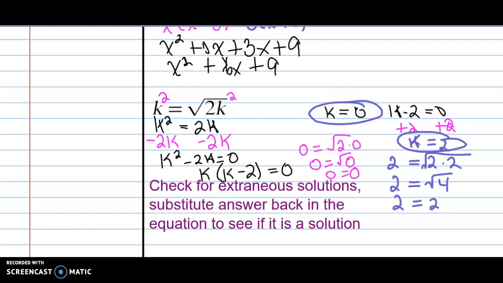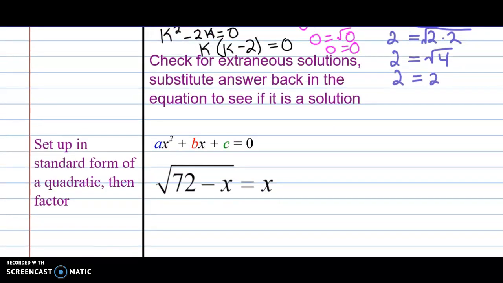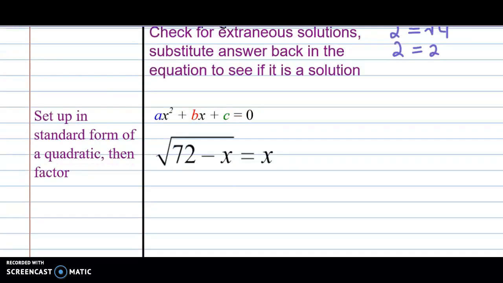And that's okay. Now let's look at one a little bit more complicated, where always remember to check for extraneous solutions by substituting back. Set up in standard form a quadratic, then factor. So we're going to go through what that means. Again, we isolate the radical by leaving it on one side, in this case, and then we eliminate the radical. So I square since I have a square root. And so now we have 72 minus x equals x squared.